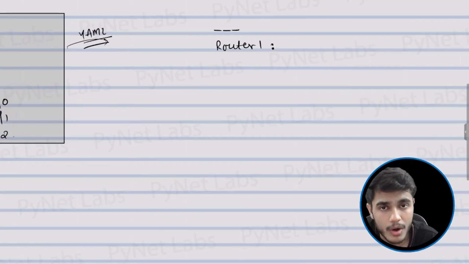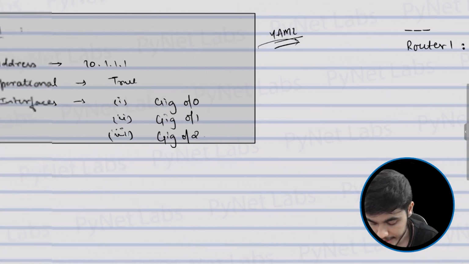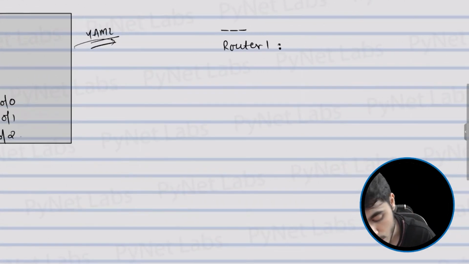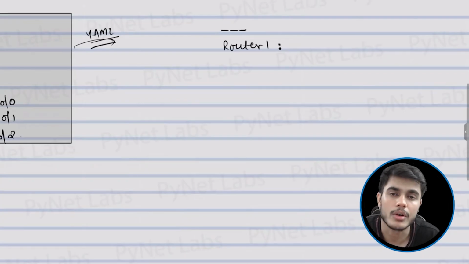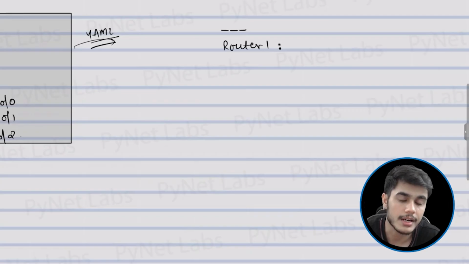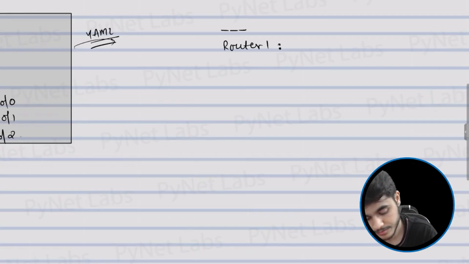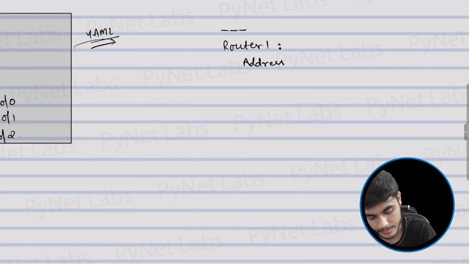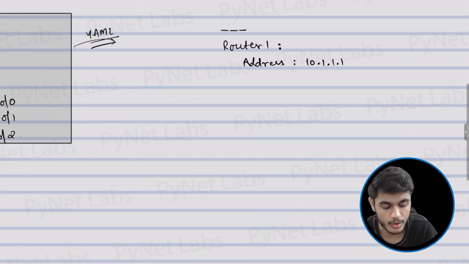So we have router 1 as our key, and inside that we have address as a part of information, right? Because it is inside router 1, it is important that we put space or indentation correctly before the key address. So I'll say address, like this. Address. And the value to address will be written using a colon and then 10.1.1.